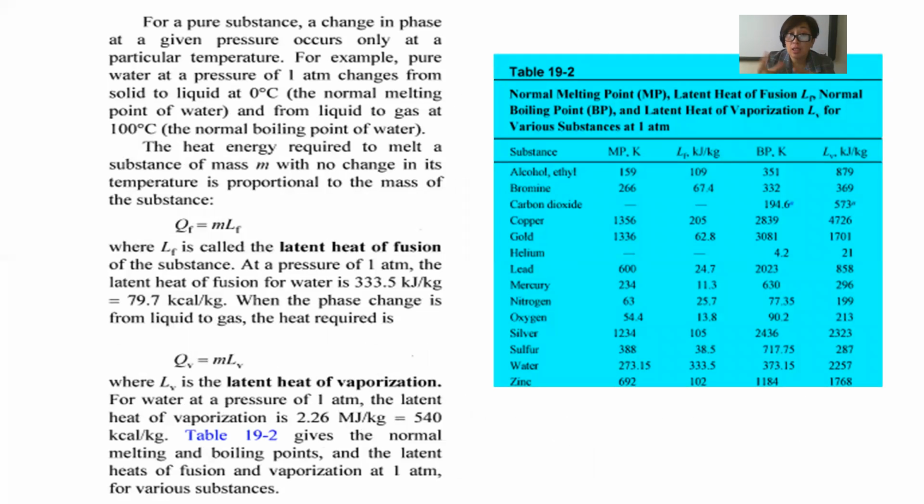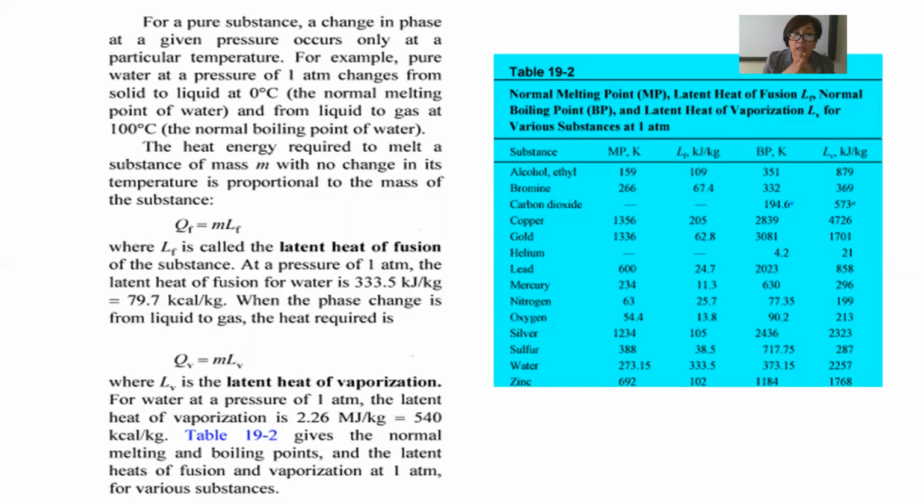And here is a table consisting of the normal melting point, MP, the latent heat of fusion, LF, the normal boiling point, BP, and the latent heat of vaporization, LV, for various substances at a pressure of 1 atmosphere. The first column consists of different chemical elements, from ethyl to zinc.